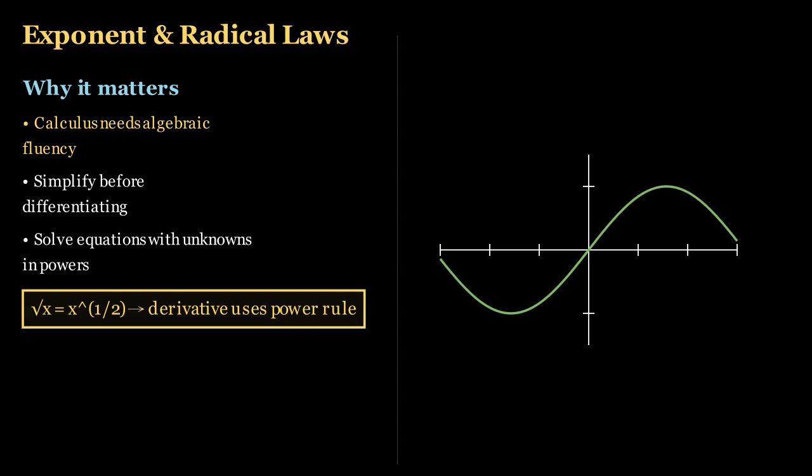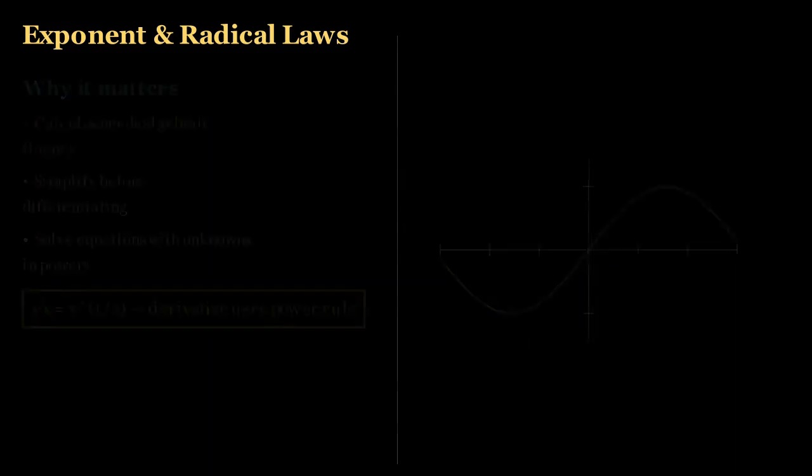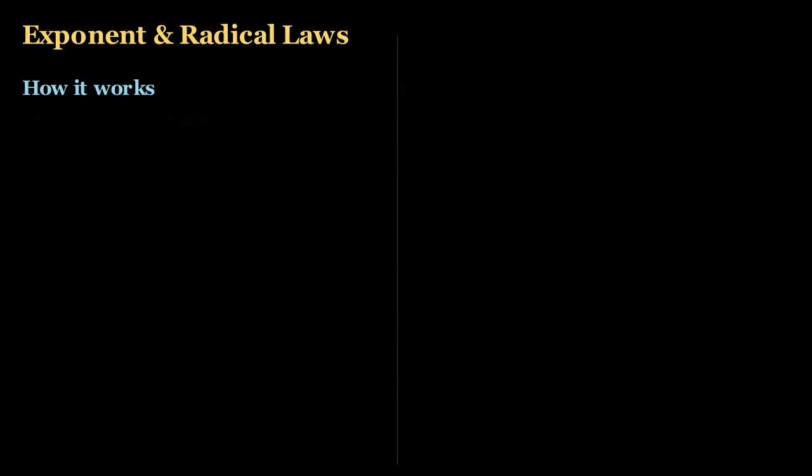Now let's see where these laws come from, starting from first principles. The product law says that when you multiply two powers with the same base, you add the exponents. Why? Because the exponent counts how many times you multiply the base. If you have 2 to the power 3 times 2 to the power 4, that's 2 multiplied by itself 3 times, then multiplied by 2 multiplied by itself 4 times. In total, you have 7 2's multiplied together, so the exponent is 3 plus 4, which is 7. This works for any base.